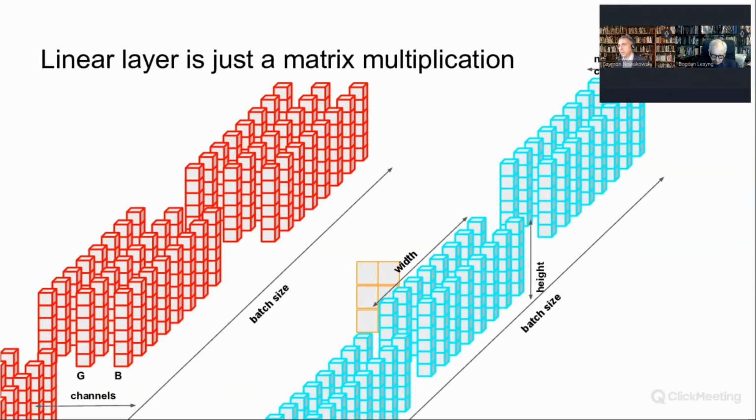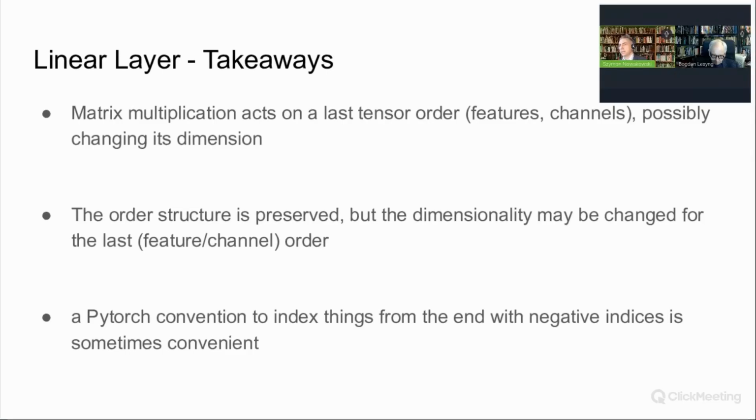Okay, so a linear layer again is a matrix n by k, and what it does is act on the last tensor order, which are usually features or channels, and possibly it changes its dimension. Why possibly? Because this matrix can be n by n, and if it is square, it will not be changing this dimension. But if it is not a square, rather it is a rectangle, it will change the dimension. And all other orders are preserved. Only the dimensionality may be changed for the last order. All the other dimensions remain the same.